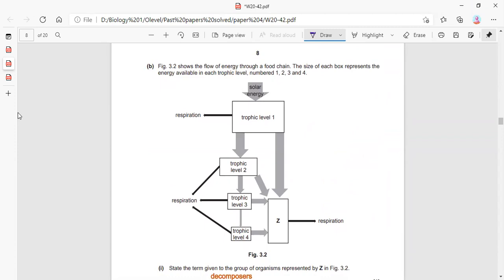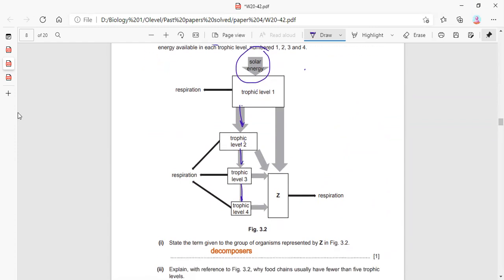Figure 3.2 shows the flow of energy through the food chain. الانرجي اهي solar energy جاية من السن absorbed by the trophic level 1 which is the plants. بعد كده energy تروح ل 2 تروح ل 3 تروح ل 4. As you can see along the food chain الانرجي بتقل. The arrows are smaller and this indicates ان الانرجي is less. State the term given to the group of organisms represented by Z. 1 و 2 و 3 و 4 في الآخر بيبقوا decomposed. By مين بقى؟ مين اللي الorganisms كلها بتروح له في الآخر؟ Decomposers.